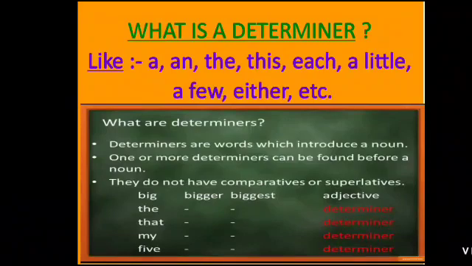Clear this point? So, what are determiners? Determiners are noun markers. They are placed before a noun to introduce a noun. The words like a, the, this, each, a little, few, a few, either, etc. They are determiners and they do not have any comparatives or superlatives.